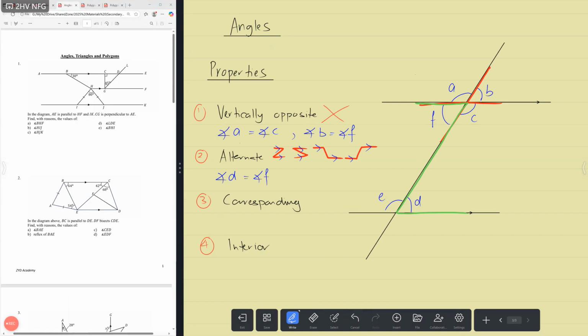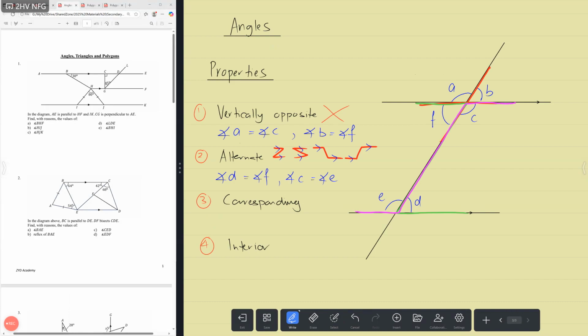Let's look at one more Z, which is this one. 1, 2, 3, bounded by the pink line. So we can say angle C and angle E are also alternate angles. So also angle C is equal to angle E. Reason? They are alternate. Okay, all right.